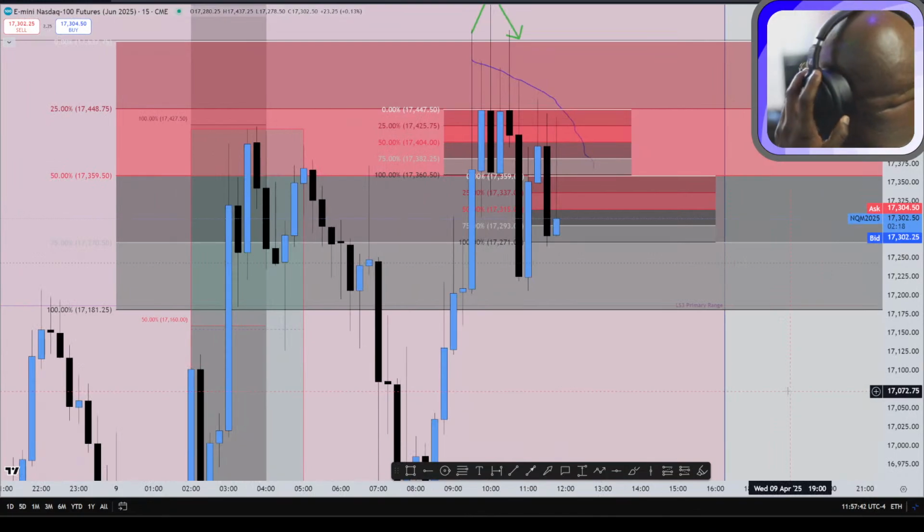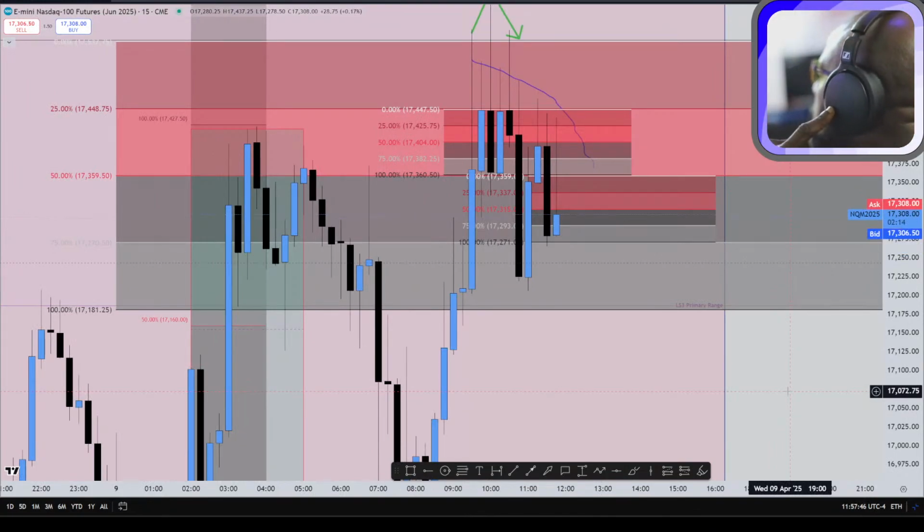Yeah, we're just trying to stay in the discount. Trying to stay in the discount. Two minutes to close of the 15-minute candle. Two minutes to the close of the 15 minute.